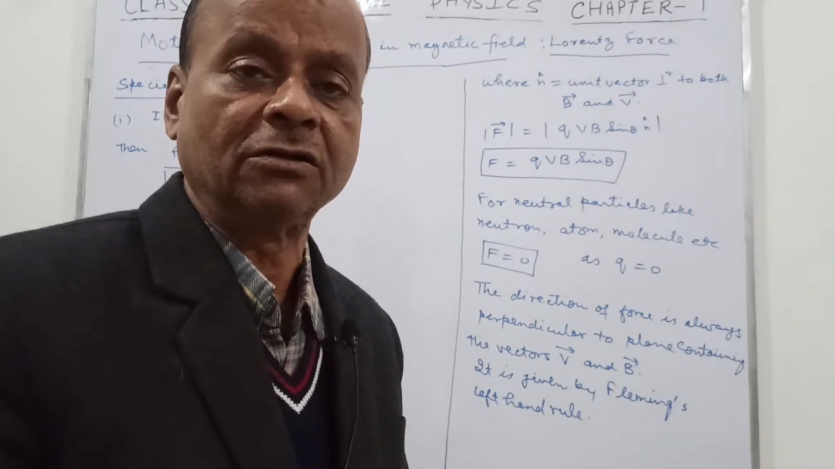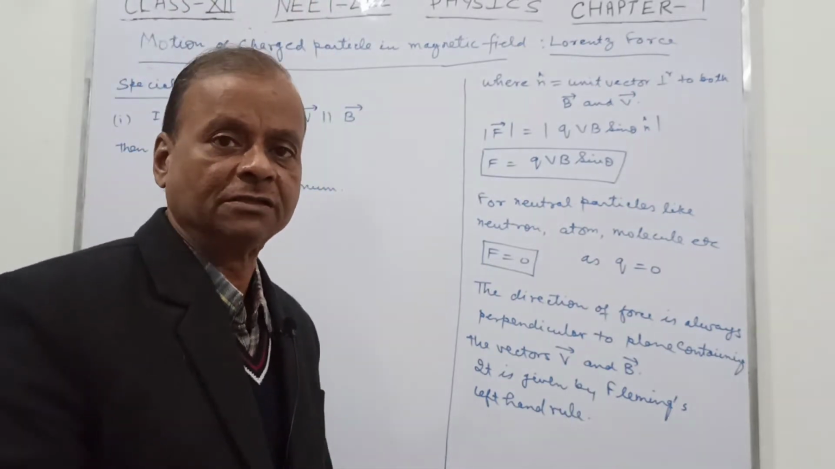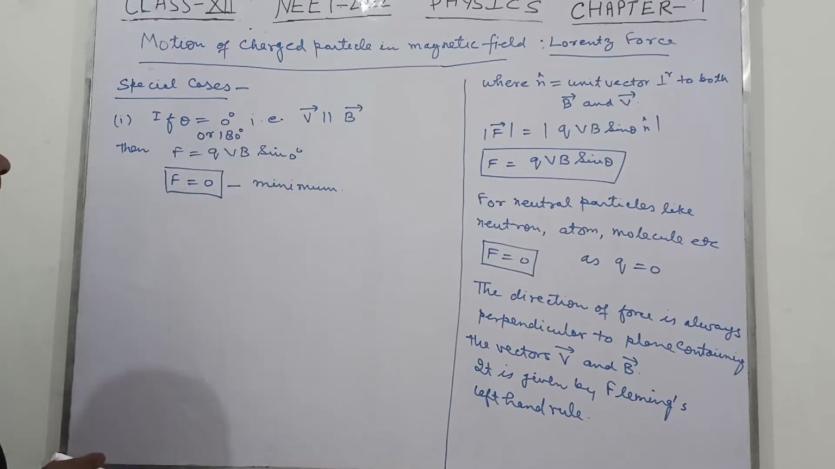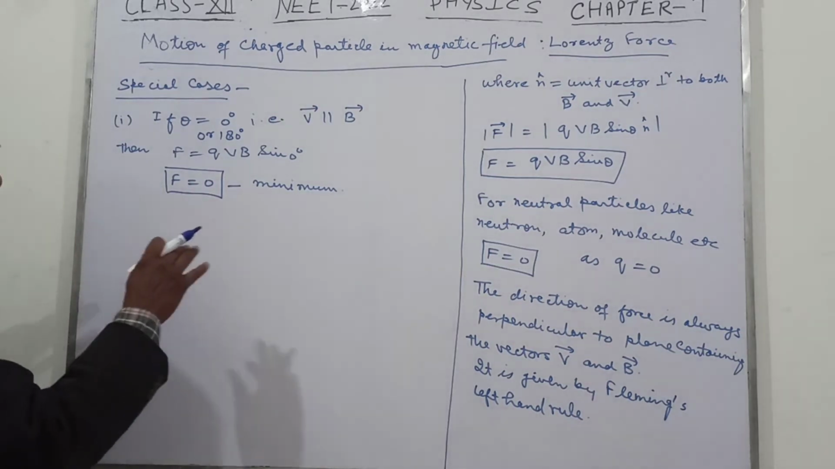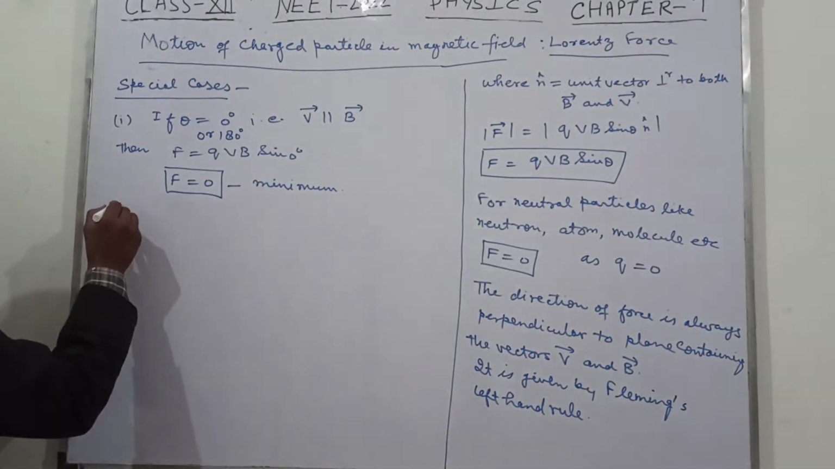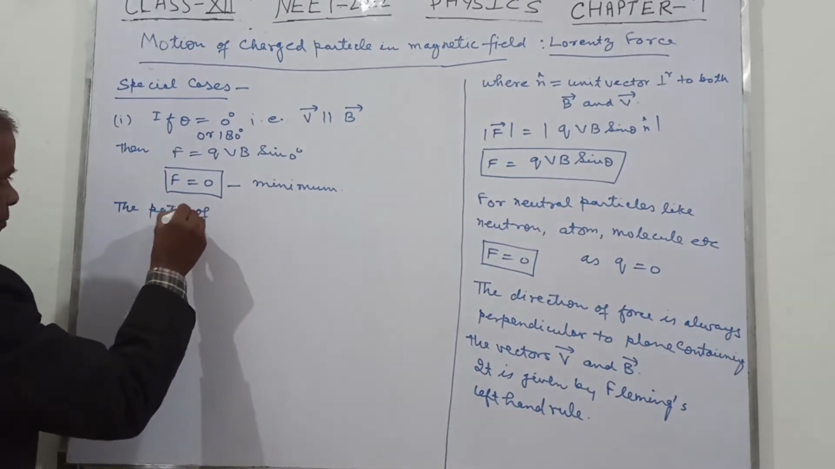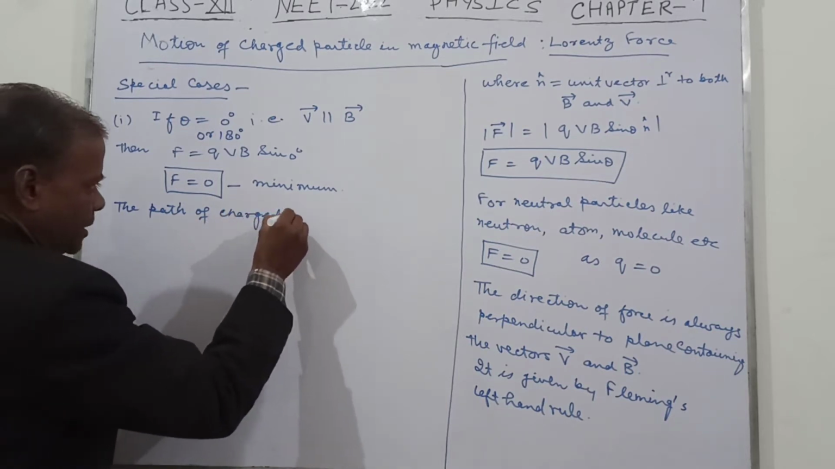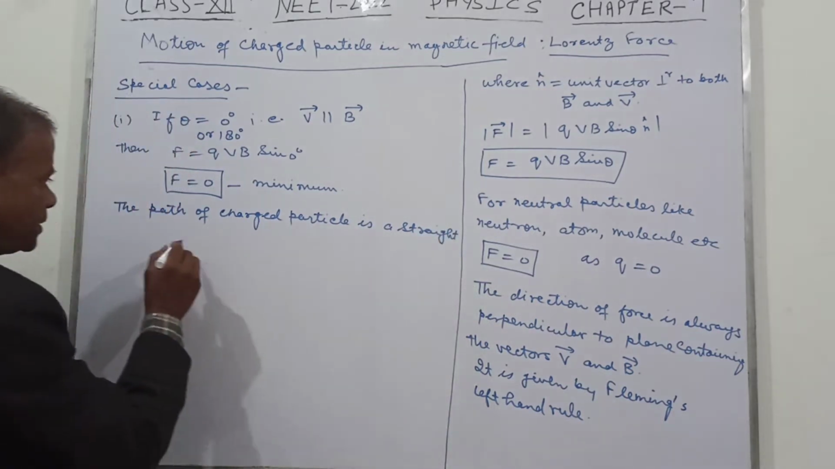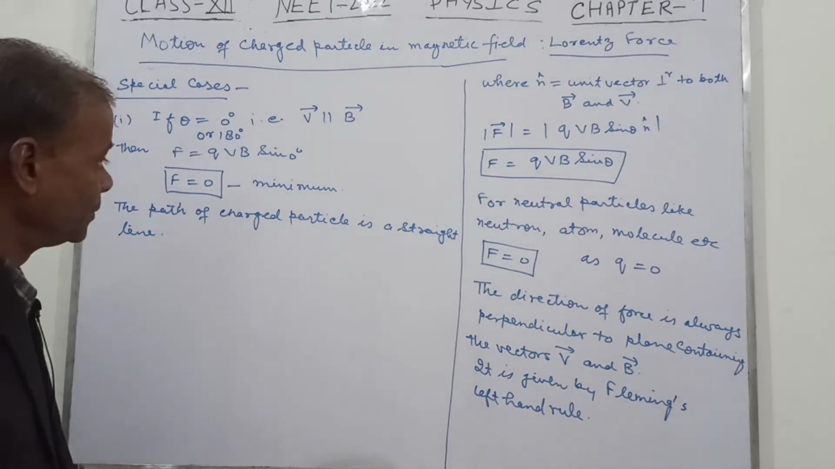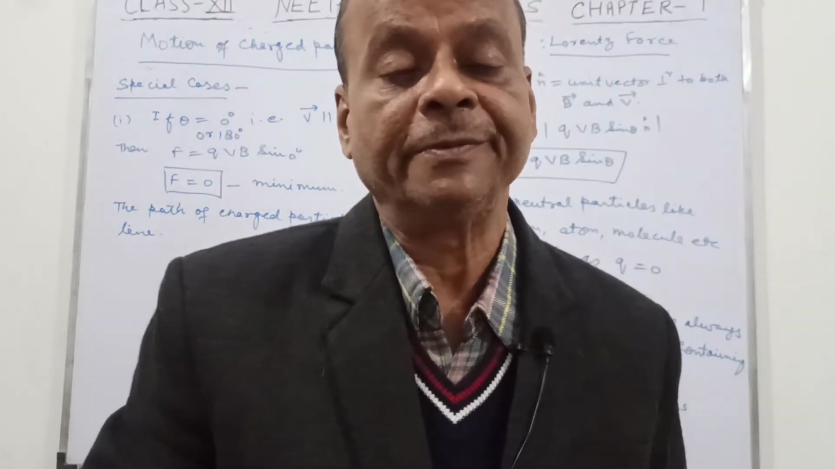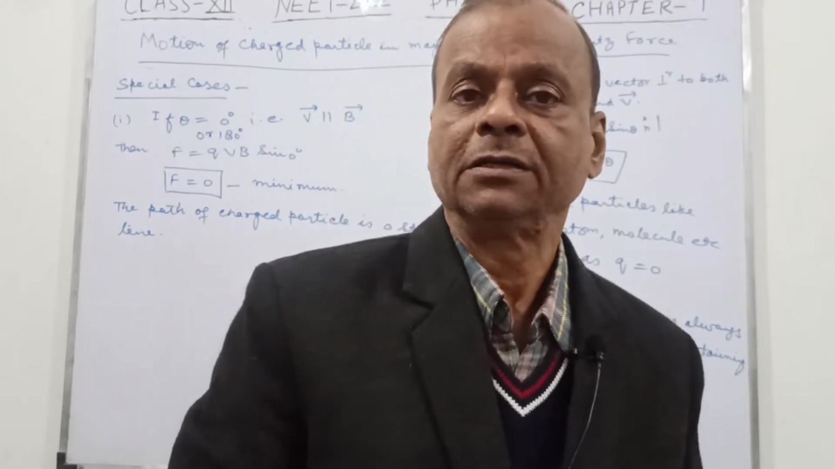This means when the angle theta is equal to 0 degree or 180 degree, in both cases the force will be equal to 0. So in this case the particle moves in a straight line. The path of the charged particle is a straight line. Sometimes it is asked that if the charged particle is moving in the magnetic field such that the force is 0, then what will be the path of the particle? This will be a straight line.